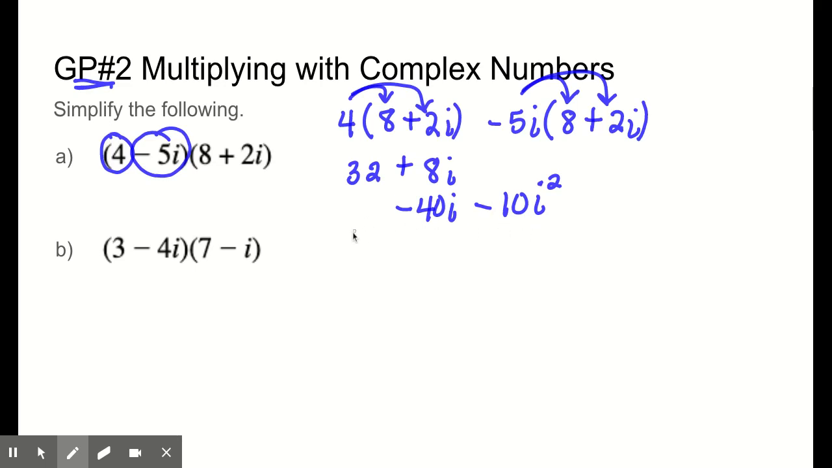Now at this point, we can go ahead and combine our like terms. So this is 32. 8i minus 40i is going to give us negative 32i. And then here we have negative 10i squared.